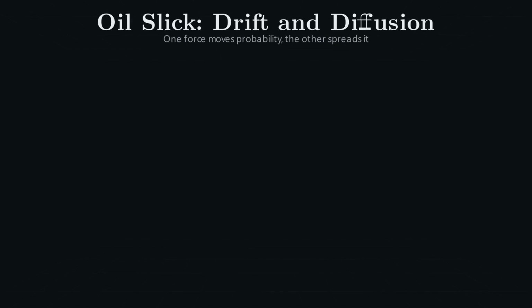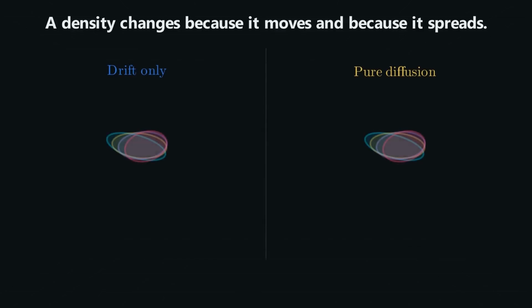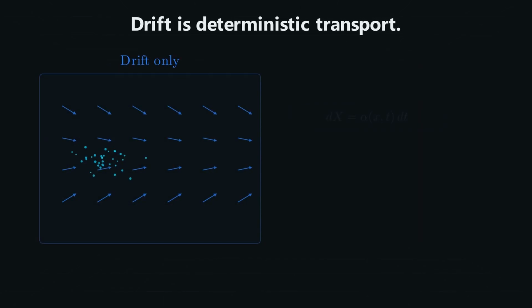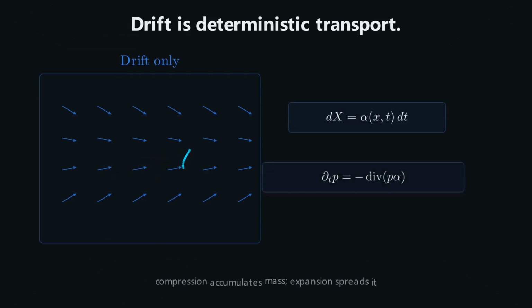To understand continuous diffusion, imagine a thin layer of oil floating on a slow stream. Its motion has two separate components. On the left side, we have drift. Drift is deterministic. The water current pushes the oil particles along a velocity field. If the current curves, the particles curve. If the current compresses, probability mass accumulates. If it expands, probability spreads out. Mathematically, drift looks like dx equals alpha of x and t times dt.